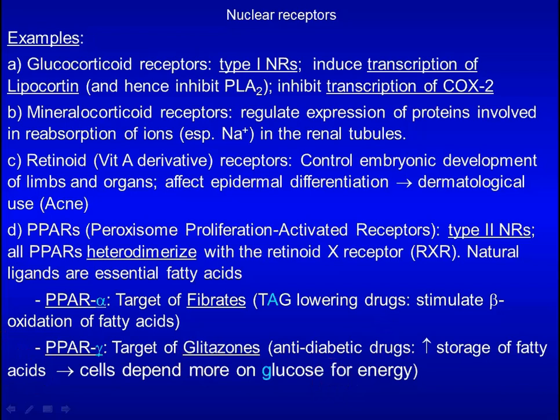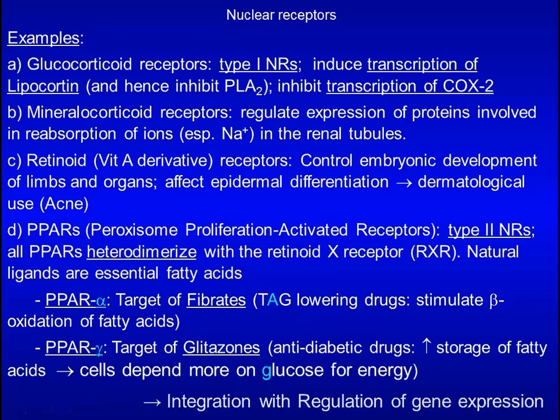To make it easier to distinguish these two receptors, alpha is related to TAG. Gamma is related to glucose. Here is integration with regulation of gene expression.